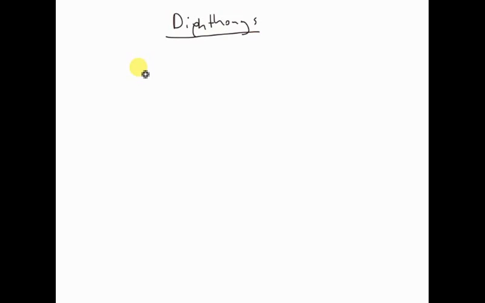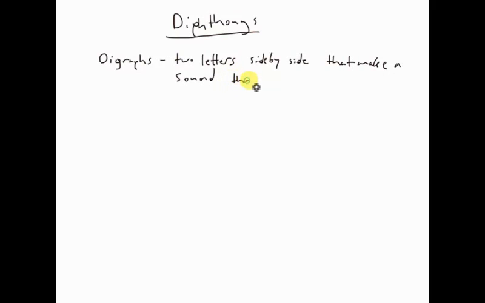Modern Greek diphthongs aren't actually diphthongs. They're digraphs. Because modern Greek diphthongs are two letters side by side, but they don't make two different sounds. They make one sound. So a digraph is just two letters side by side that make a sound that the two letters don't make.